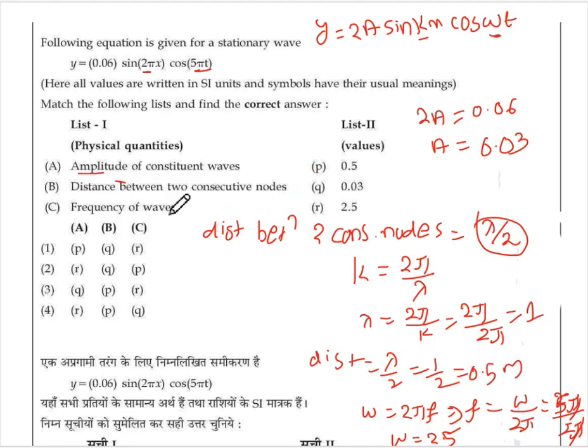So frequency will become 2.5. Distance between two consecutive nodes is 0.5, so the amplitude will become 0.3. So A is R, or 2 and 4. B is P. So this one is our option, which is option number 4.